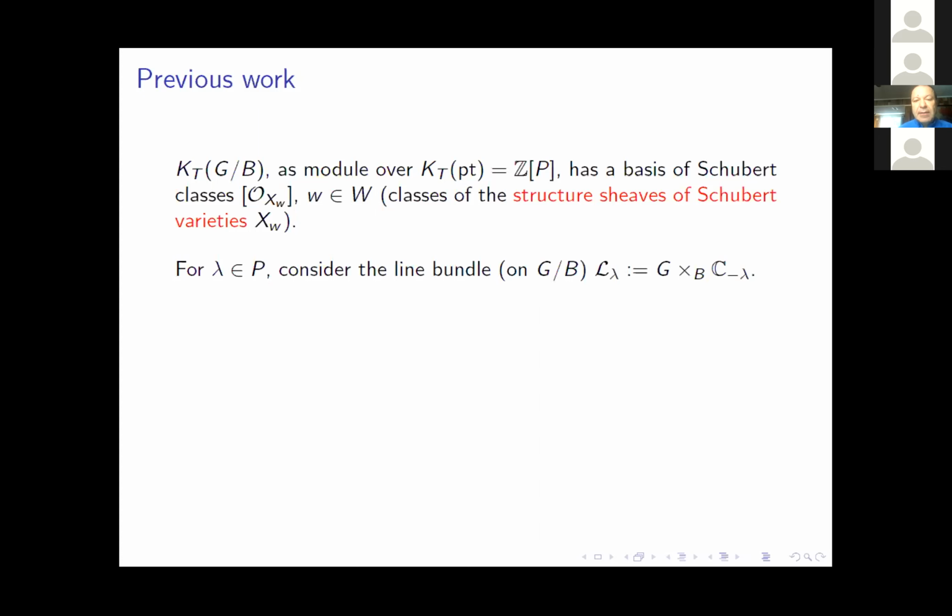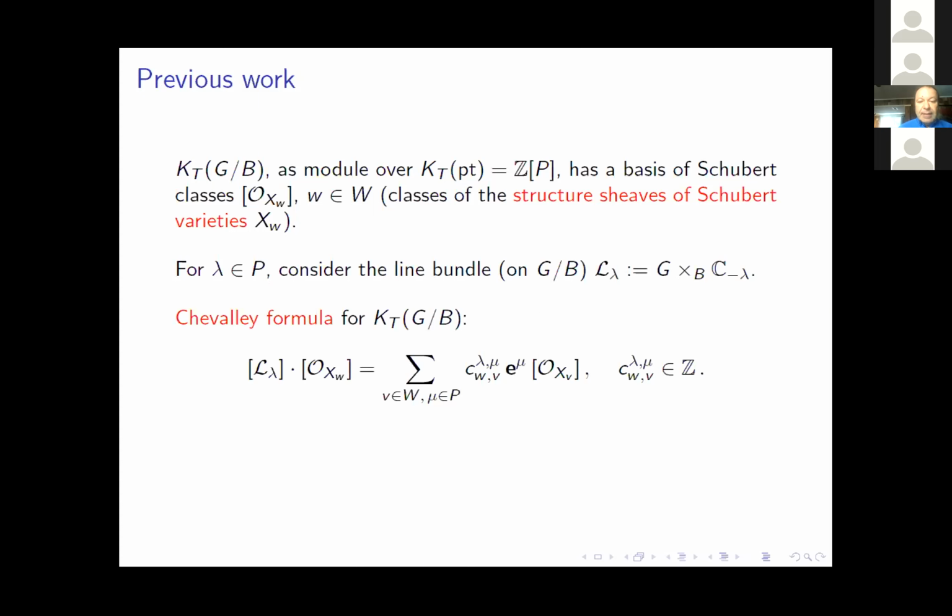Then for a weight lambda, we have a certain line bundle on the flag variety, which we denote L_lambda. It can be defined formally like shown here. And then the Chevalley formula expresses the product in equivariant K-theory of the class of this line bundle with the class of a Schubert variety indexed by w. And you expand this in the basis of Schubert classes. So you see here that you get the equivariant coefficients, e^mu, the formal exponentials, and also some integers, which need to be specified by the multiplication, but we need to describe them.